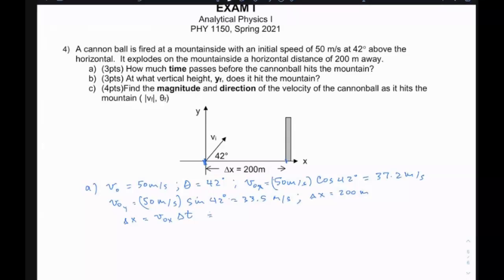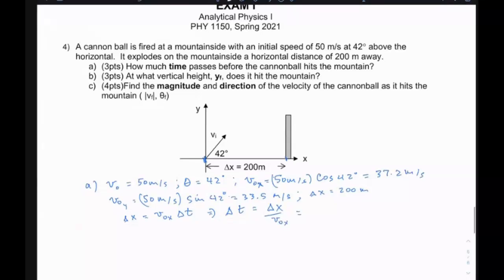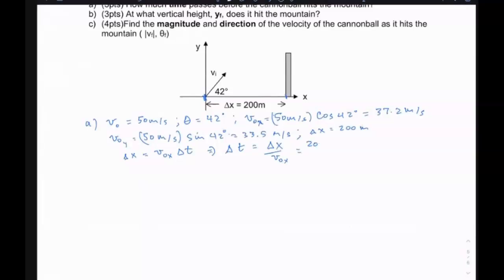So we can go ahead and calculate delta t. Delta t is equal to delta x over v sub o x. That's 200 meters divided by v sub o x, which we know is 37.2 meters per second. Right here, we evaluated it. So when we put that in our calculator, we get 5.4 seconds.